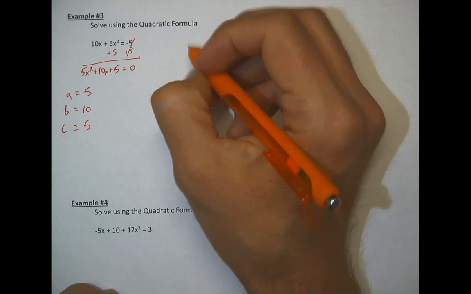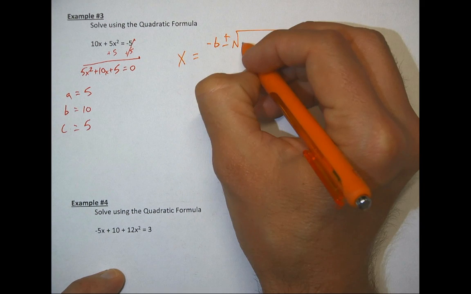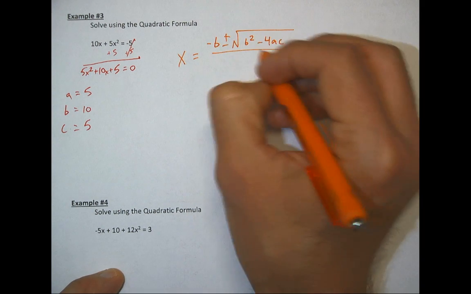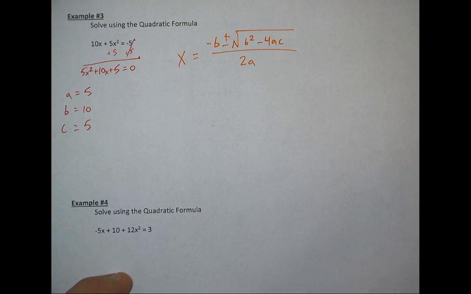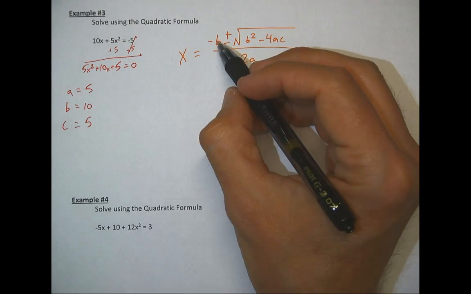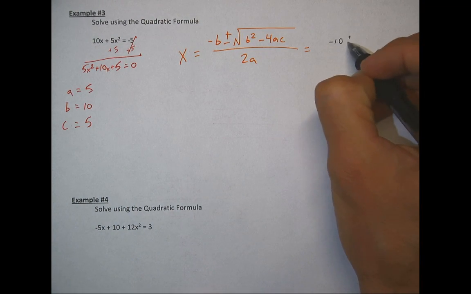All right, so again, quadratic formula: negative b plus or minus the square root of b squared minus 4ac, divided by 2a. So let's go ahead and plug in. Negative b would be, you plug in 10, and so it's negative 10.